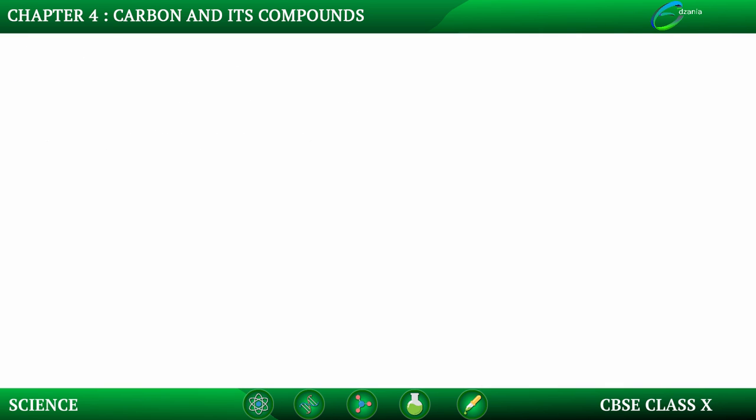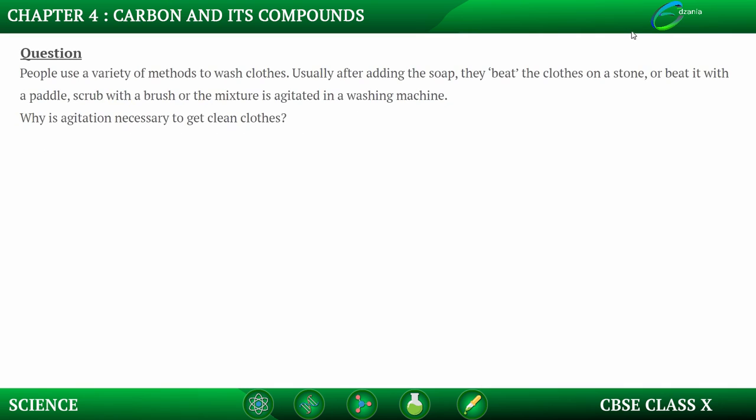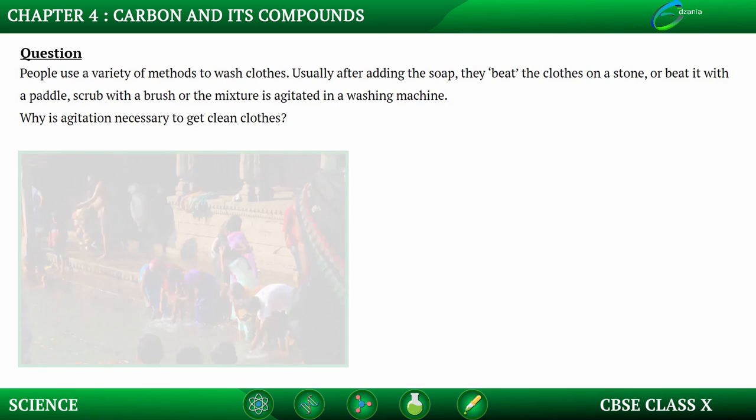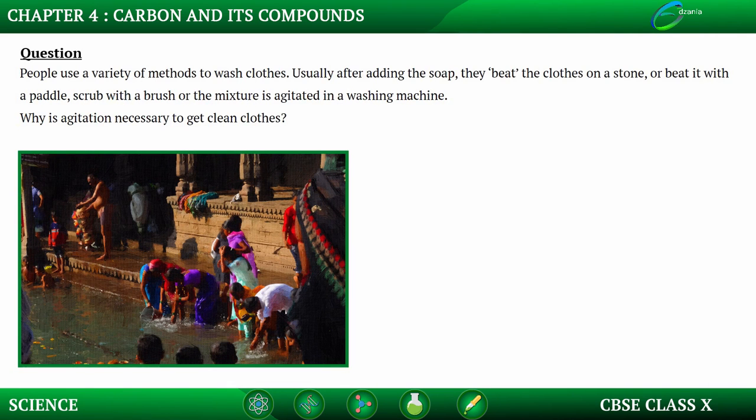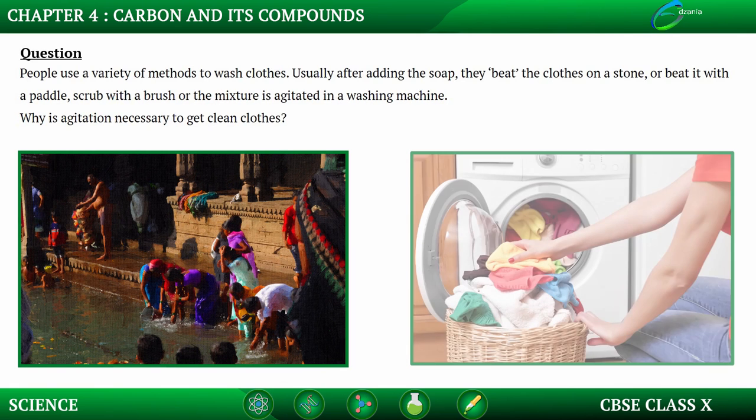Next question. People use a variety of methods to wash clothes. Usually after adding the soap, they beat the clothes on a stone or beat them with a paddle, scrub them with a brush, or the mixture is agitated in a washing machine. Why is agitation necessary to get clean clothes? Now, a soap molecule has two parts, that is hydrophobic and hydrophilic. The one which fears water and the other one which loves water. With the help of these, it attaches to the grease or dirt particle and forms a cluster called a micelle. So we know what a micelle is.